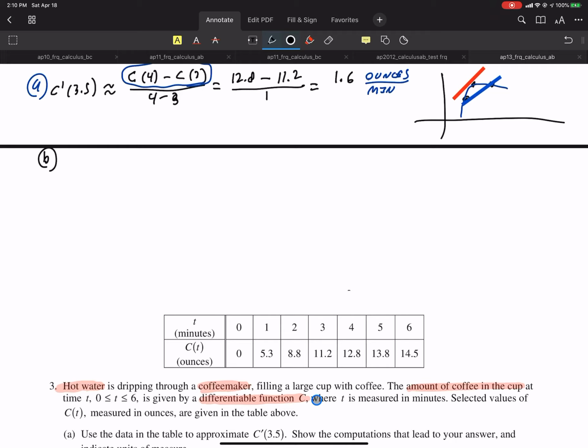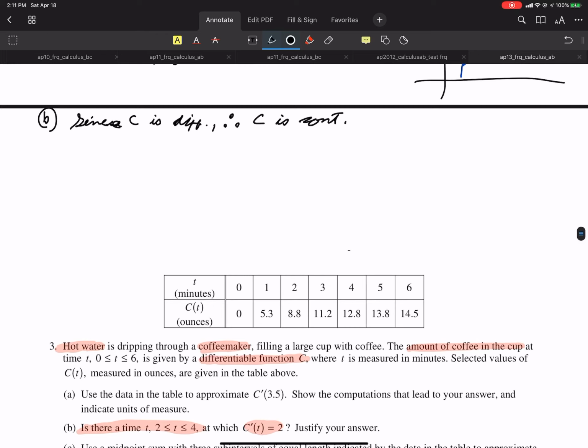So we're going to say since C, whoa, that was my E, since C is differentiable, I was going to use a shortcut, therefore C is continuous. So we have differentiability and continuity. Now we have to show the slope of that blue line. In this case, we want to go, let's see, between 2 and 4.